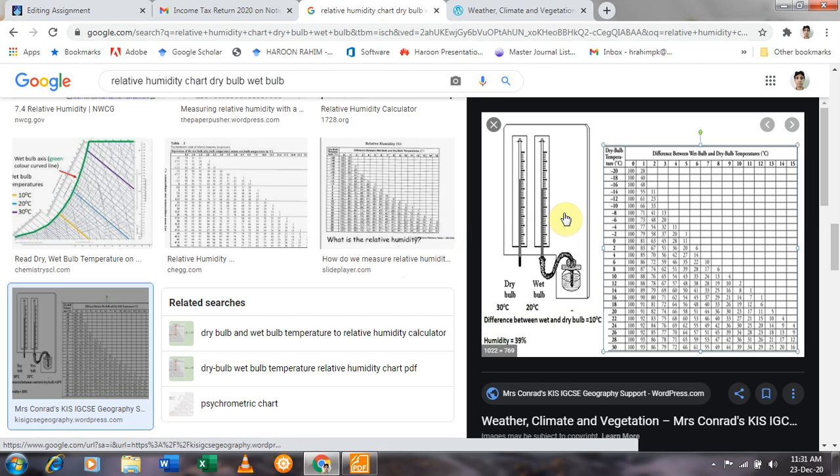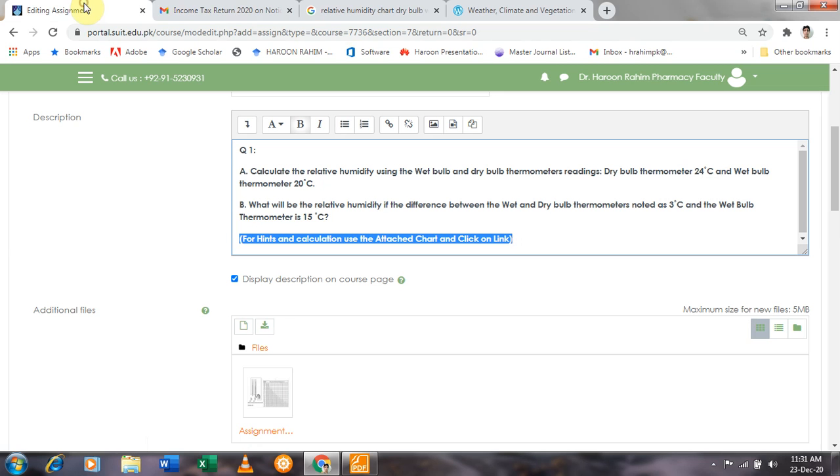You can see the chart that is also attached with the assignment number 1 on the portal link. That's the additional file. You can download this one in order to solve and calculate the relative humidity.